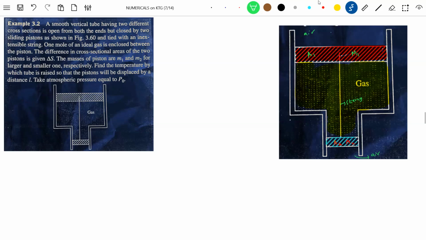Then air will exert a force P naught A1. Then the gas will exert a force PA1. Tension in the string T. The weight of this, M1G. The weight of this, M2G. Atmospheric pressure force P naught A2. The gas is present here, it will exert force P into A1. See, go back to fluids.